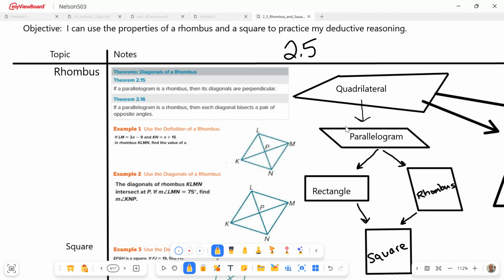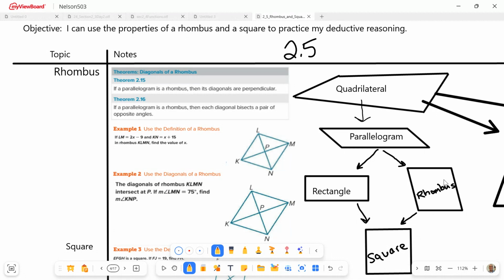Rhombuses and squares. So when you have a quadrilateral, you have a four-sided figure. We went from there to a parallelogram, right? Opposite sides parallel to each other. That's the definition there. A rectangle, we said, is a parallelogram with a right angle, which means that all four of the angles are going to be right angles. The diagonals are equal to each other. We said a whole bunch of stuff yesterday about rectangles.